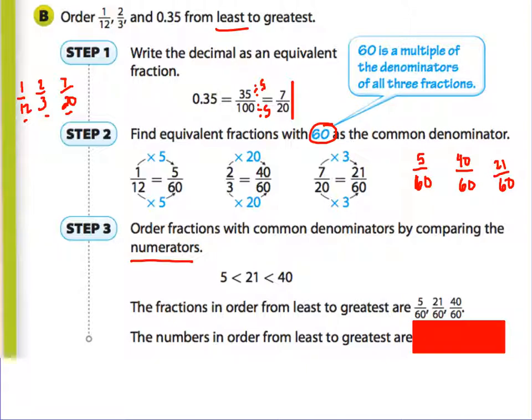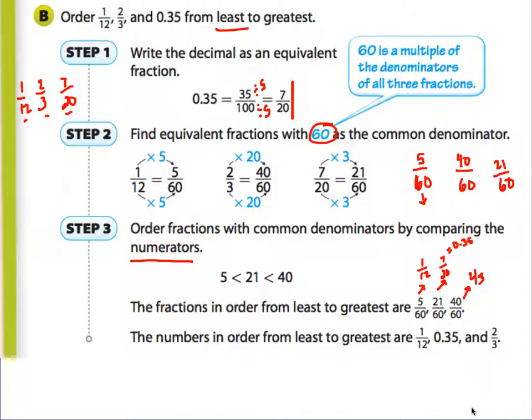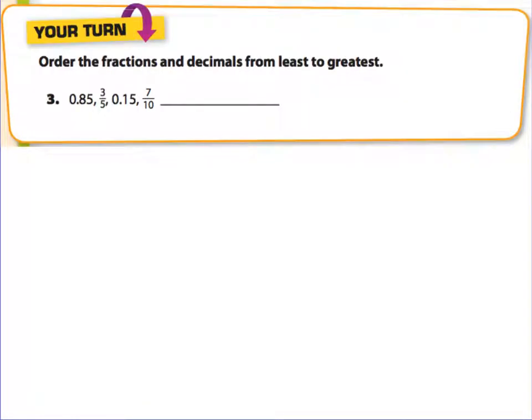However, I have to go back to what these actually represented the first time. So 5/60ths, and actually I'll write it here so it makes more sense, was 1/12. So 1/12 is my smallest. 21/60ths was 7/20ths, which was actually my 35/100ths. And then 40/60ths was the 2/3. All right, so from least to greatest, it's 1/12, 35/100ths, and 2/3. All right, so now you can pause and take an opportunity to try this on your own, and then when you come back, we'll check your answers.